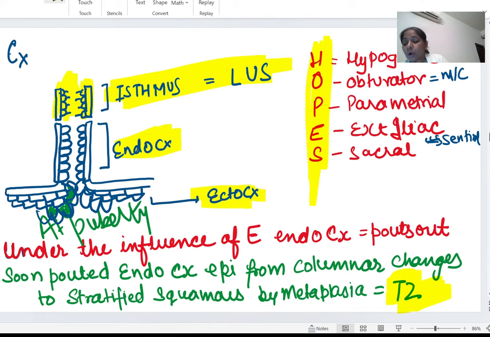Very good, Dr. Jessica. Dr. Isra, you are lagging behind. Now you tell me, what is the most common lymph node where the cervix drains? It is obturator. And which is the sentinel lymph node in CA cervix? External iliac. The most common is obturator: C-O, common, O-B, obturator. The sentinel is external iliac.